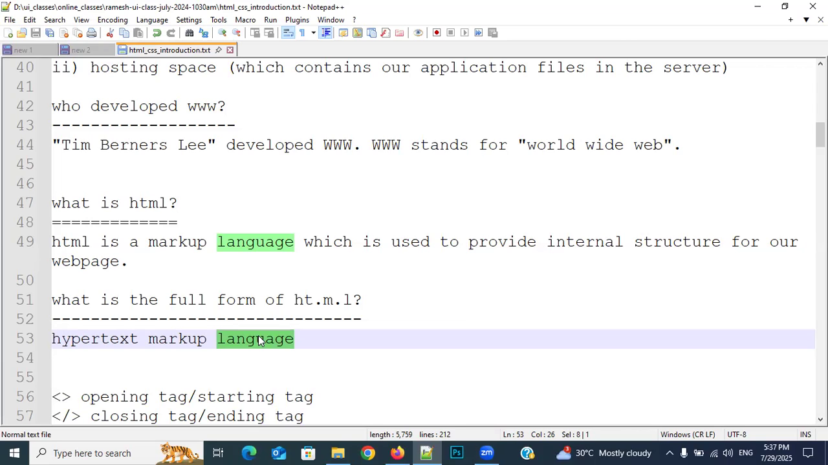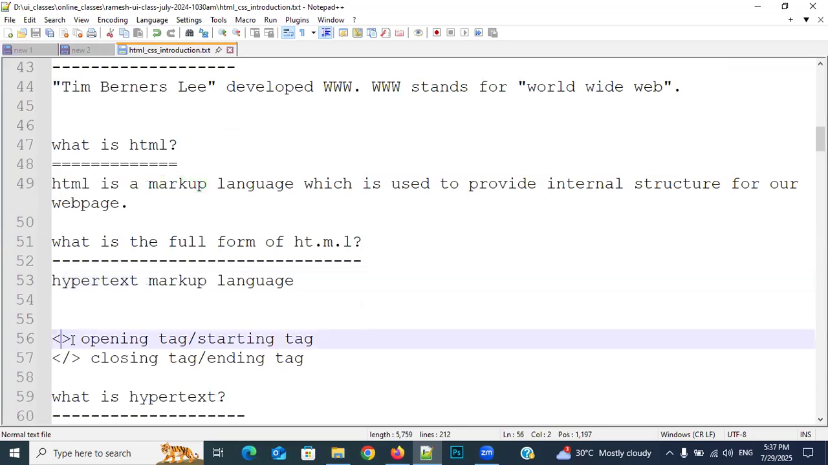What do we call it in computer languages? Syntax. So what is the syntax here? The syntax for HTML is markup tags. What are markup tags? Angle brackets, that means less than and greater than. Whatever keyword belongs to HTML, we must write inside these opening and closing tags. Less than, greater than is the opening tag. Less than slash, greater than is the closing or ending tag. Okay, right.